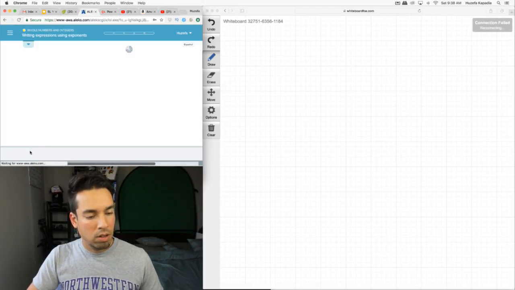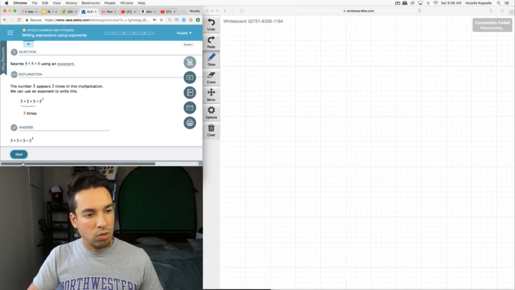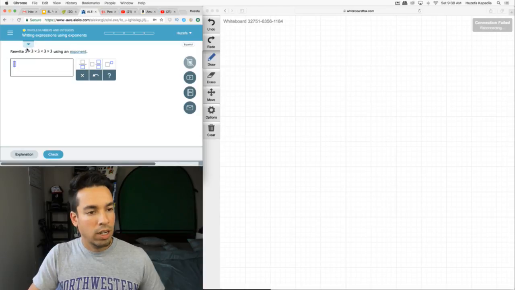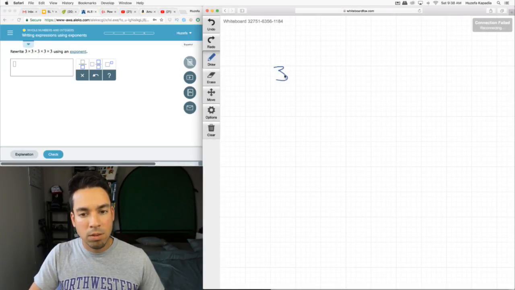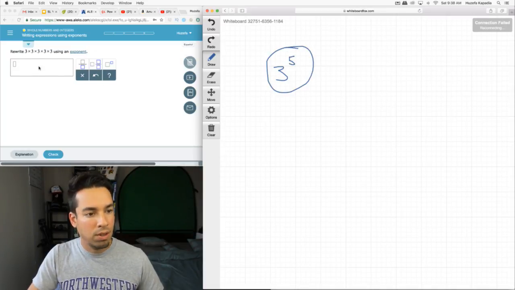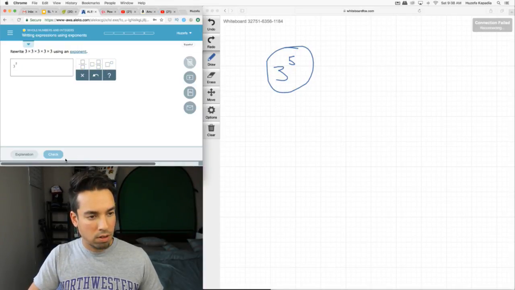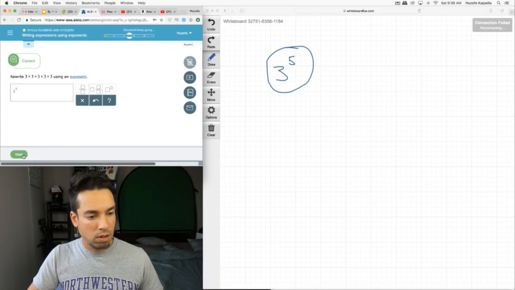Next topic. Writing expressions using exponents. And now we're going the other way, which is really cool. So let's check it out. 3 times 3 times 3 times 3 times 3. What did I say that little number is up top? It's telling us how many 3s are multiplying each other. Well, we can count 5 right there. So this is just 3 to the 5th. Boom.